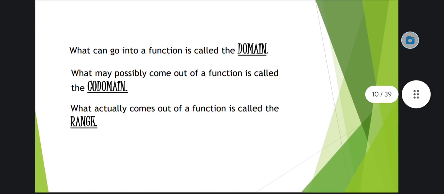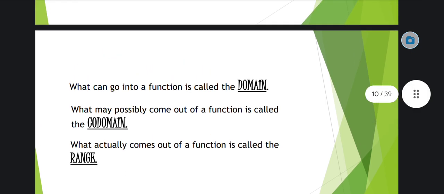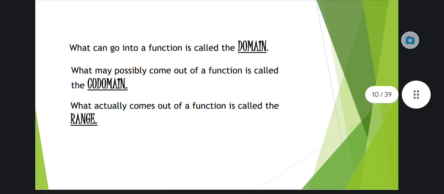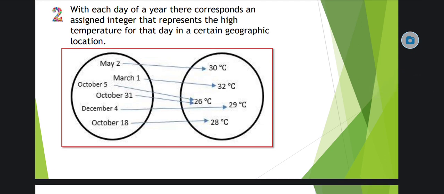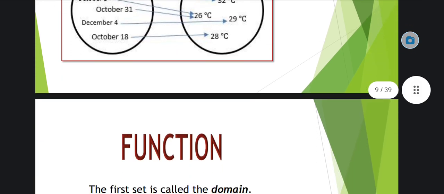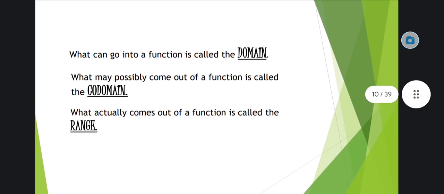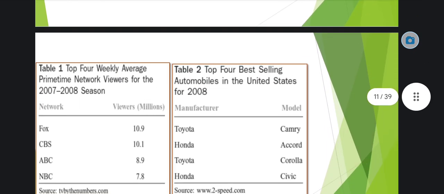We also have here the possible, what may possibly come out of a function, which is called the co-domain. But what actually comes out is called the range. Okay? So here, class, your set B, all of set B is called the co-domain. But the partner, for example May 2's outcome of 30, that is the range. Okay? Basta, possibly come out is the co-domain, and what actually comes out is the range.